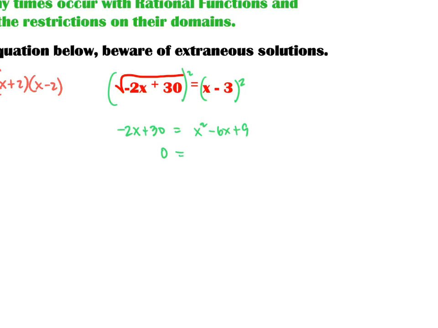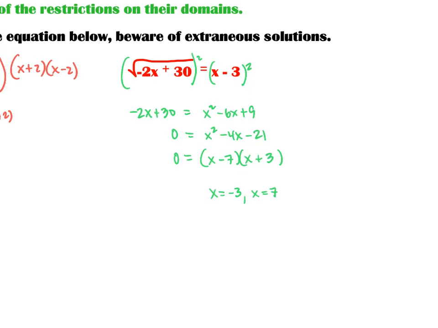Let's bring everything over to the right, so I have a positive leading coefficient. That would be negative 4x and a minus 21 if I brought that 30 over. That looks factorable to me. Factoring is always favorable over most of the other methods, provided that the leading coefficient is 1. Sometimes there are other more advantageous methods, but in this case I would have x minus 7 and an x plus 3. So that would tell me that x equals negative 3 and x equals positive 7 are potential solutions, but I need to test them.